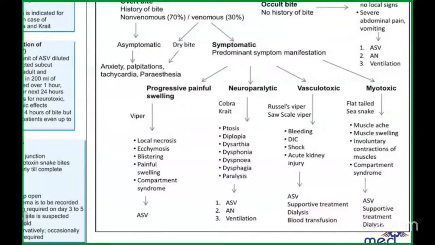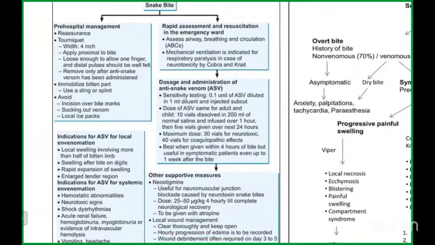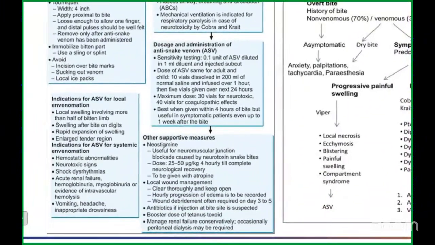If there's a progressive painful swelling with local necrosis, blisters, compartment syndrome, very much resembling a myotoxin, but not rhabdomyolysis, because the potassium levels are still fine and the creatine kinase levels are still normal, all of this should make you think of a viper bite, and you just treat with anti-snake venom. This is just a simple flowchart of the entire thing that I explained. You can quickly refer to the PDF for the doses which are given.